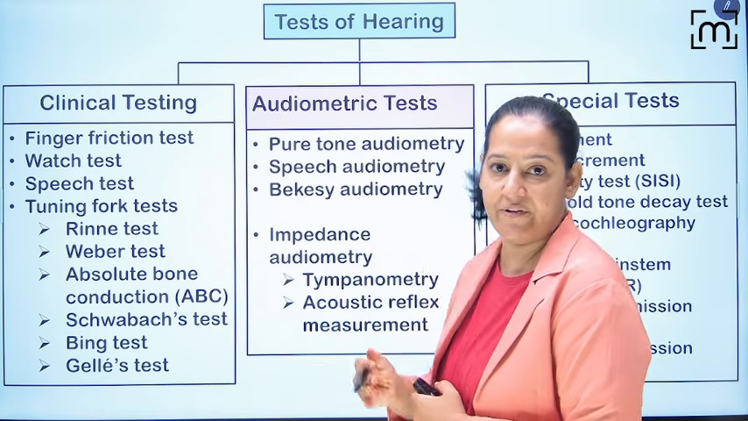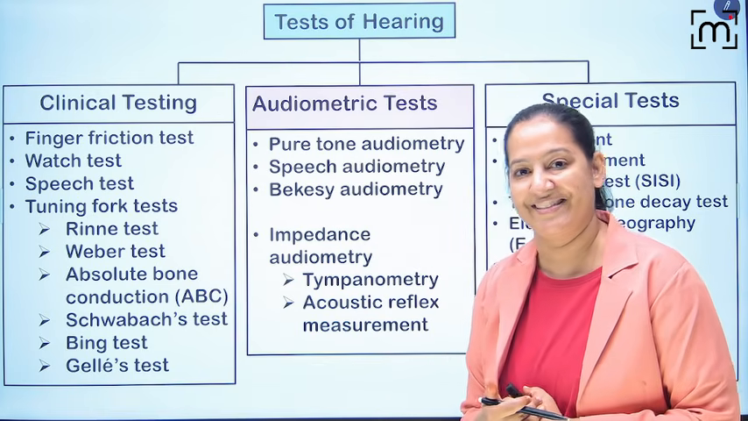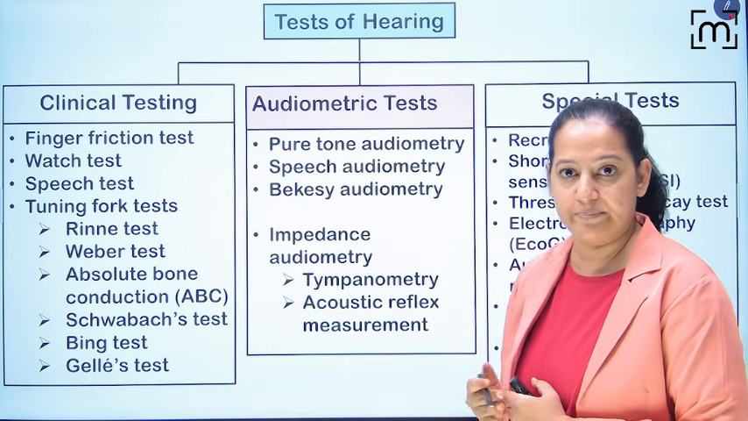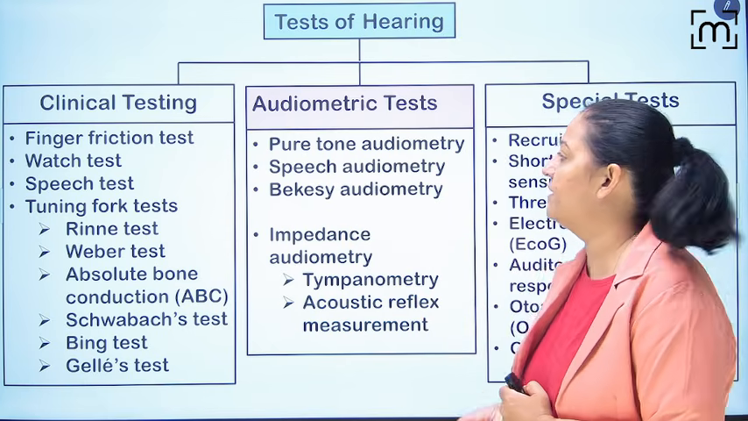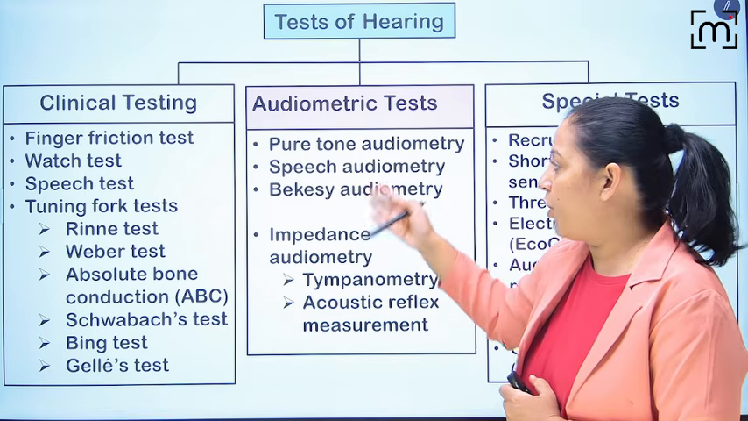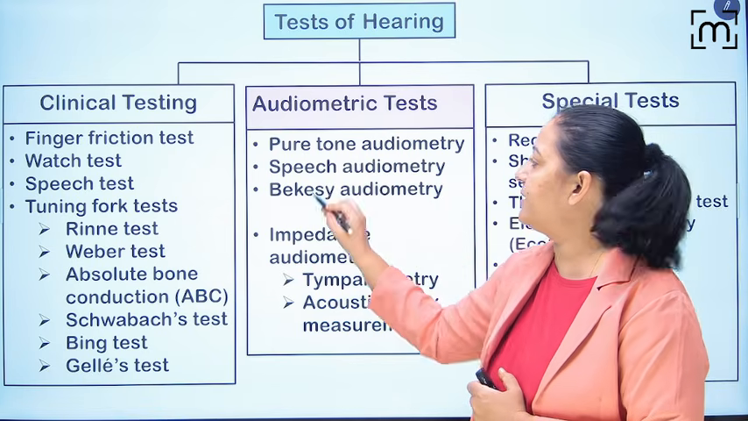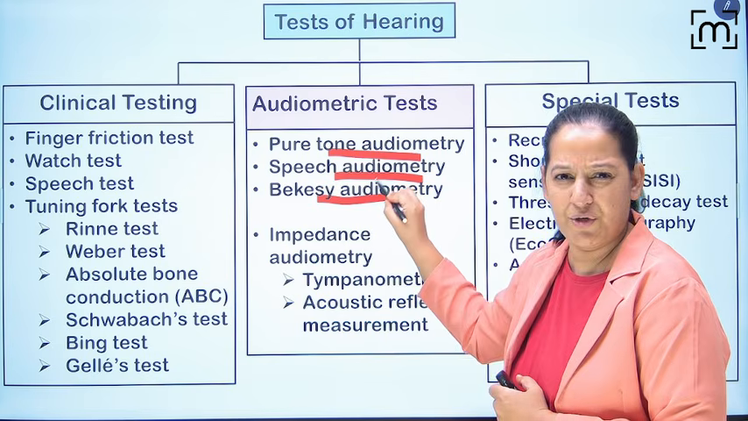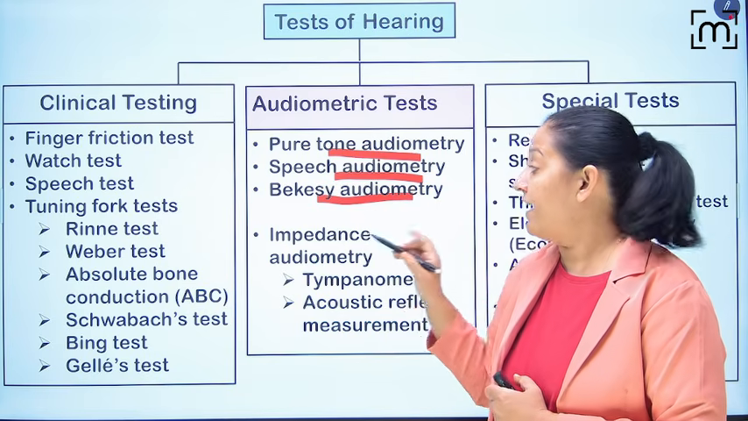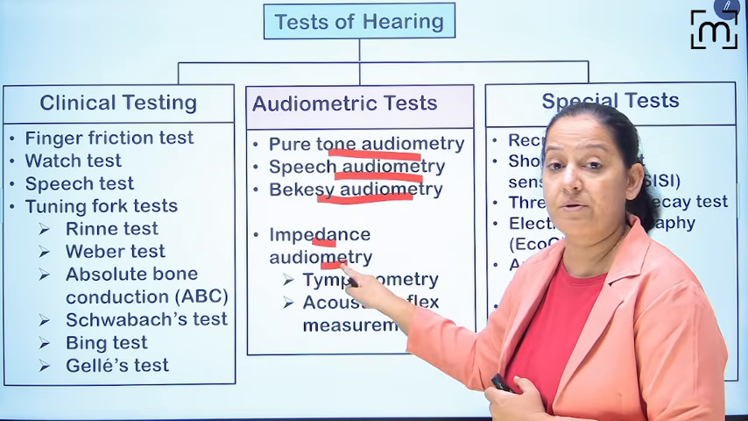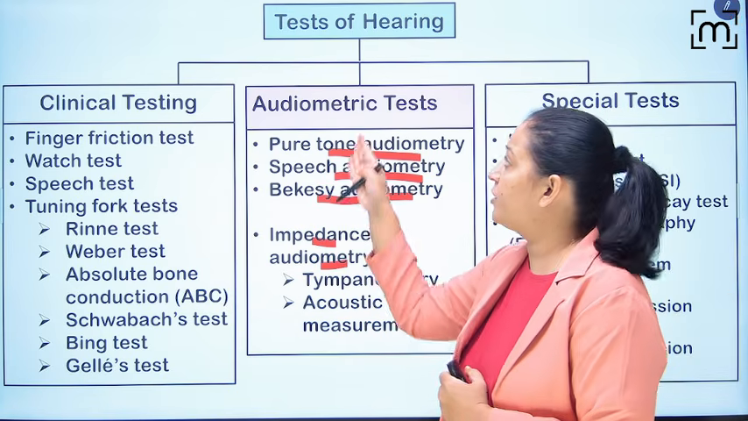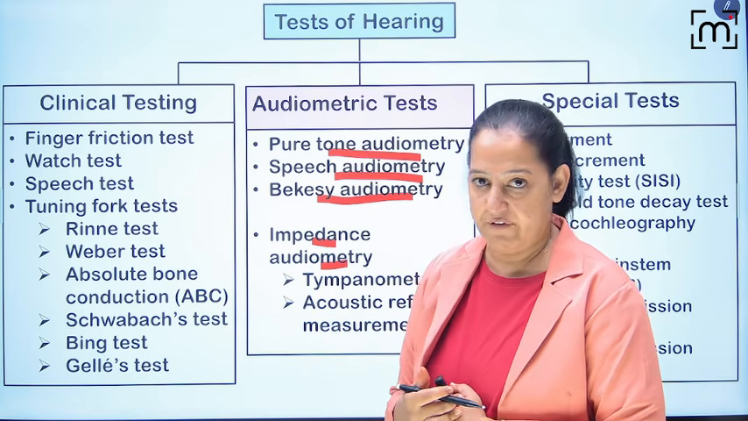Let's start the audiometric tests. Can I start the audiometric tests? Yes. Let's start it quickly. They are small. They are not very big. In the audiometric tests, I would like to start the first one. Audiometric tests are again 4 in number. You can see pure tone audiometry, speech audiometry, Békésy audiometry. Békésy is not used nowadays. Only 2-3 lines on that. And the 4th one is impedance audiometry, which is of 2 types and very important. So there are 4 types of audiometric tests in front of you.